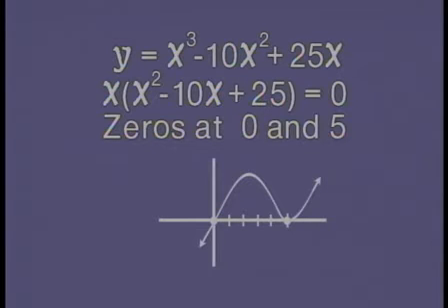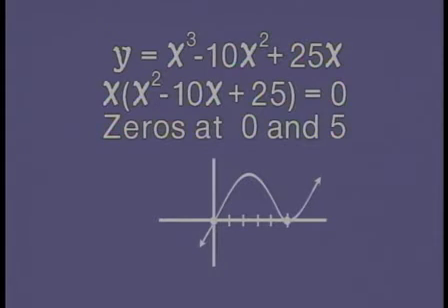But if the y-intercept is 0, that means the curve goes through the origin, where y is 0 and x is 0, which means we've also found one of the zeros. x equals 0 is a zero of the function. When x is 0, y is 0. So it's both a y-intercept and an x-intercept.